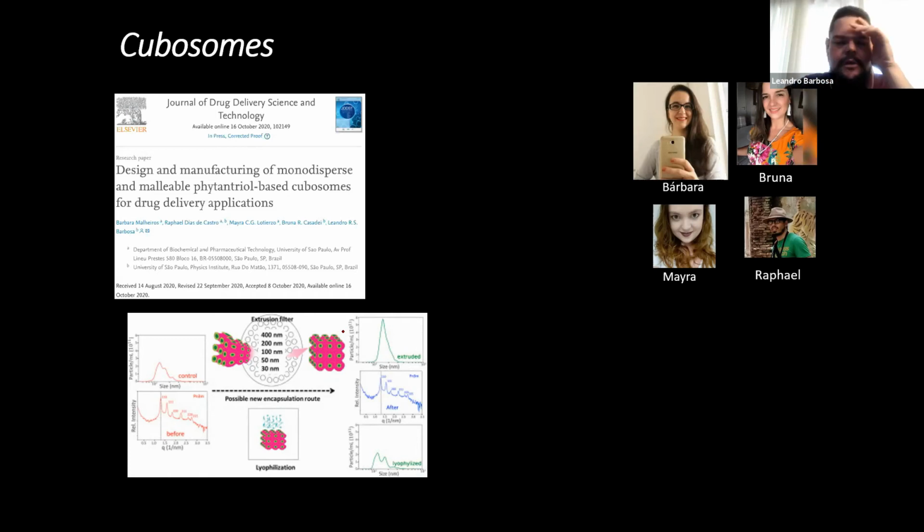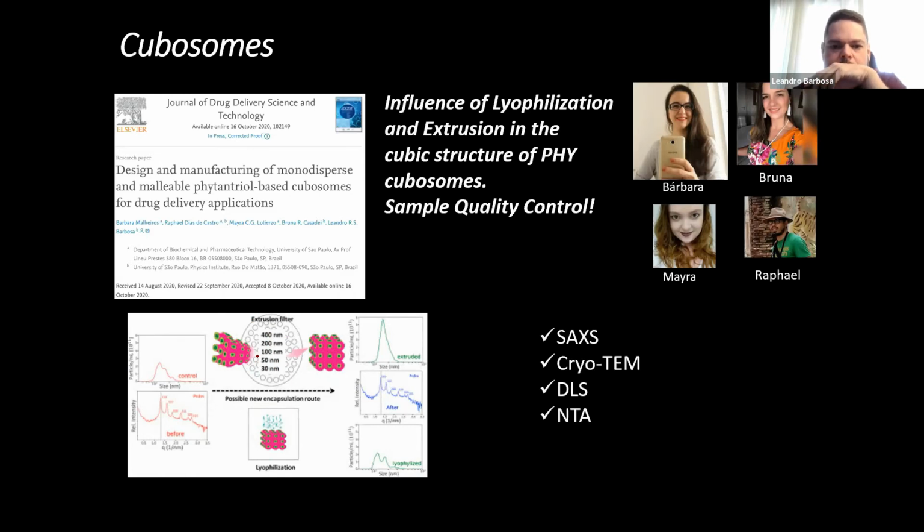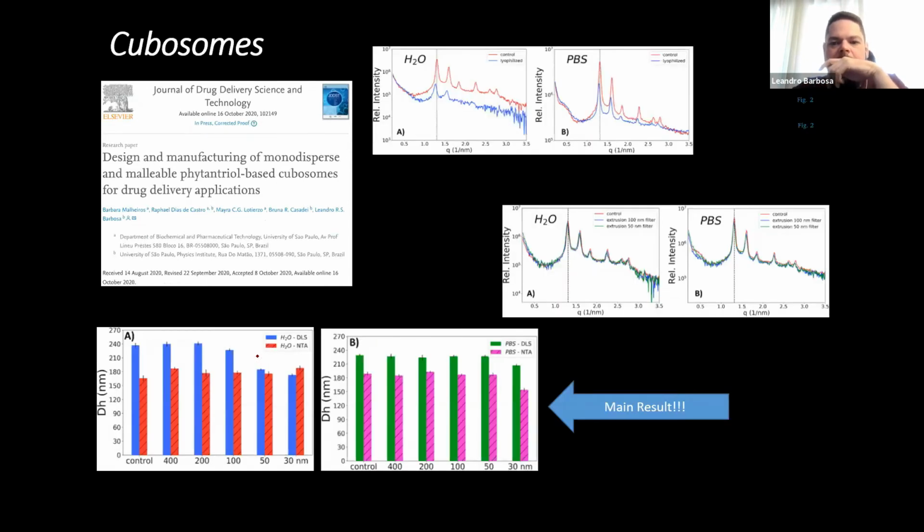In order to do so, we use a process called extrusion, where we pass these nanostructures through a very well-known membrane with very specific pores. You may realize that we are using pores much smaller than the total diameter of the chromosome. And we also checked lyophilization, but this is not important for us.